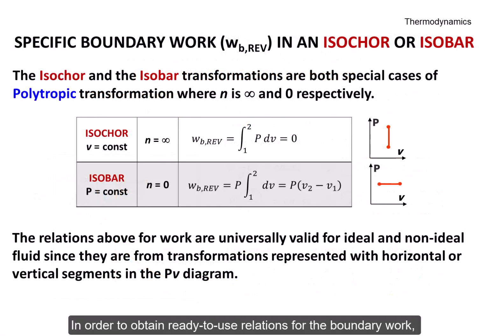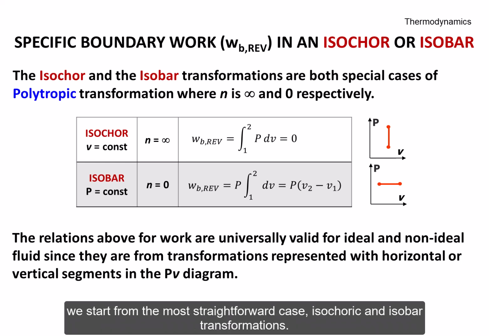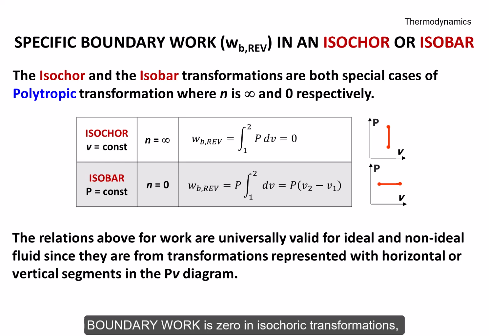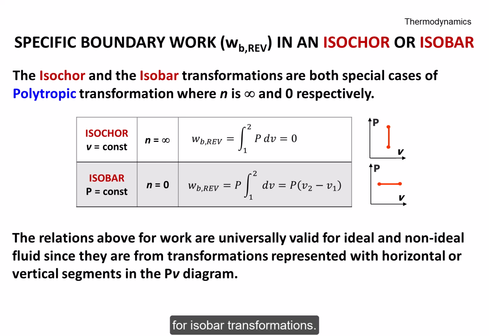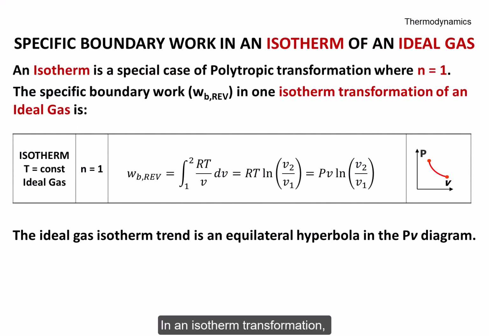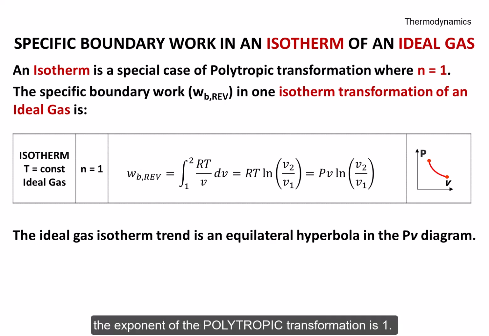In order to obtain ready-to-use relations for the boundary work, we start from the most straightforward case, isochoric and isobar transformations. Boundary work is 0 in isochoric transformation, while is the product between the constant pressure and the change of volume for isobar transformations. In an isotherm transformation, the exponent of the polytropic transformation is 1.